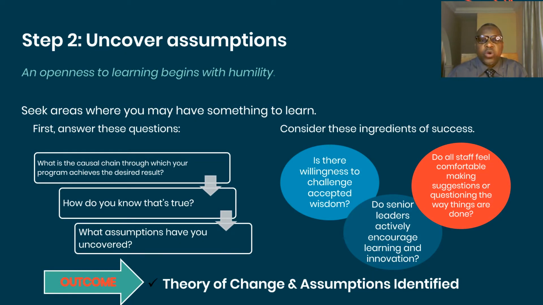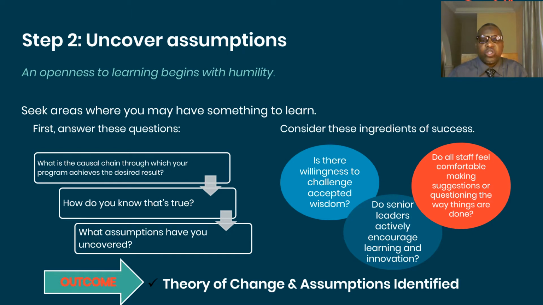Having convened your stakeholders, the next step you need to take is to uncover your assumptions. Remember, an openness to learning begins with humility. We may not have perfect knowledge. There may be more to learn, or there may be a better way. In this step, you will need to seek areas where you may have something to learn. Examine your beliefs about how you think your program works, looking for assumptions and areas where you could benefit from learning more. And in doing that, you first need to answer the following questions.